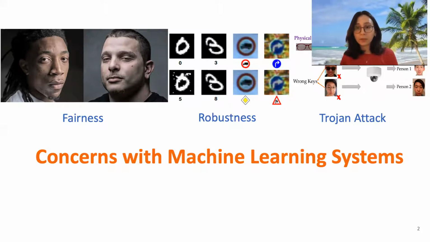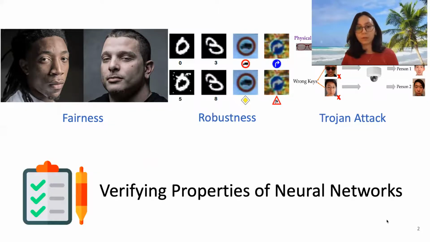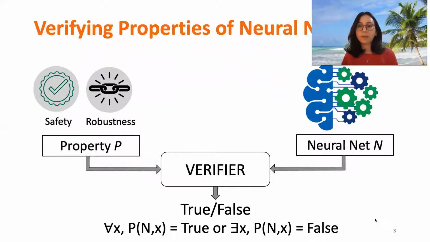If we are to widely deploy these systems, we want to have solid guarantees about their fairness, robustness, safety, and susceptibility to trojaning attacks. Thus, the research community has been looking at verifying properties of neural networks. And the classic approach to design a verifier is that given a specification for a property P and a neural network N, the verifier can output true if the property holds for all inputs or false if it doesn't, and produce a counterexample. This approach works well for properties such as safety and robustness, and there is significant progress in recent years in the development of such verifiers.